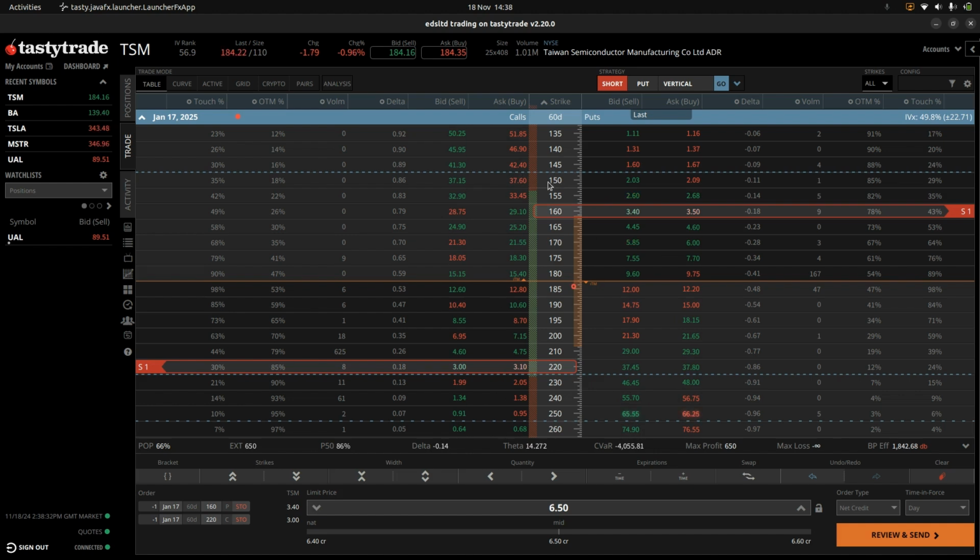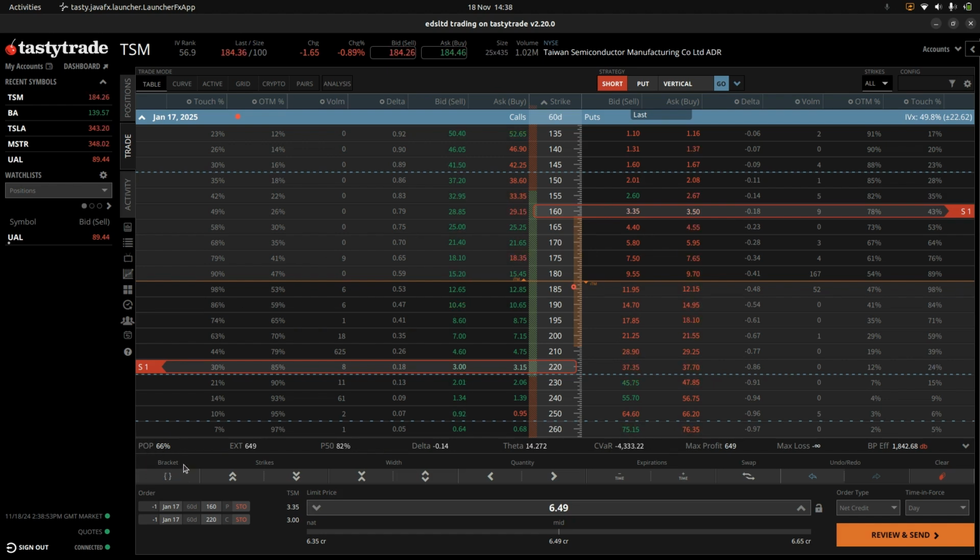As you can see, anything inside this green bar is us making money, basically. And we can see that this green bar overshadows this orange expected move bar, and that's going to lead to a very high probability of success. As we can see here, we've got a POP, or probability of profit, of 66%.